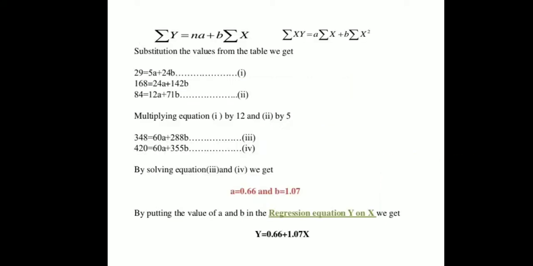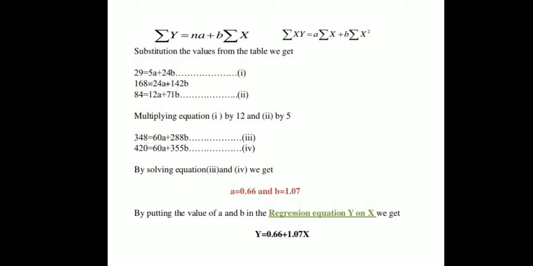Next, using the normal equations. What are the normal equations for the direct method? The normal equations are: sum of y equals na plus b into sum of x, and sum of xy equals a into sum of x plus b into sum of x squared. There are two unknowns, the regression coefficients a and b, so two equations are needed, and we have two equations.